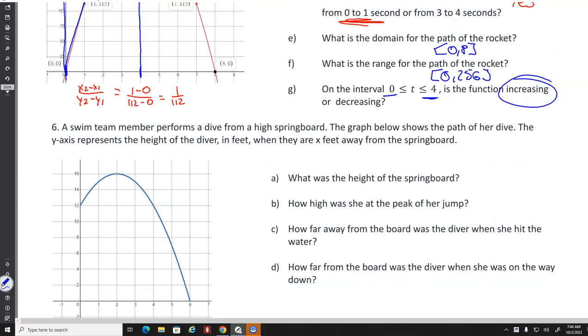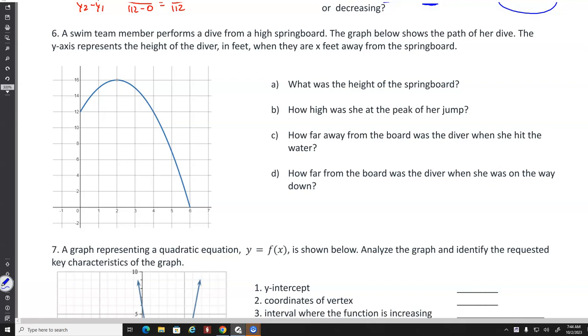All right, moving on to question number 6. A swim team performs a dive. So this is your diving board, that's 12. The graph below shows the path of their dive. The y-axis represents the height. So this is our height.